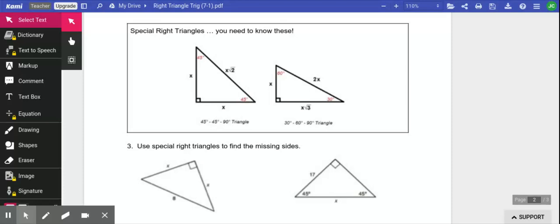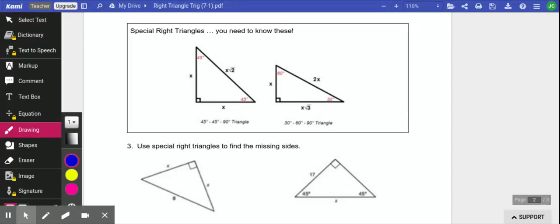Something that you talked about in geometry were two of our special right triangles. Those two special right triangles are the 45, 45, 90 triangle and the 30, 60, 90 triangle. Those two triangles always have the same ratio of sides.